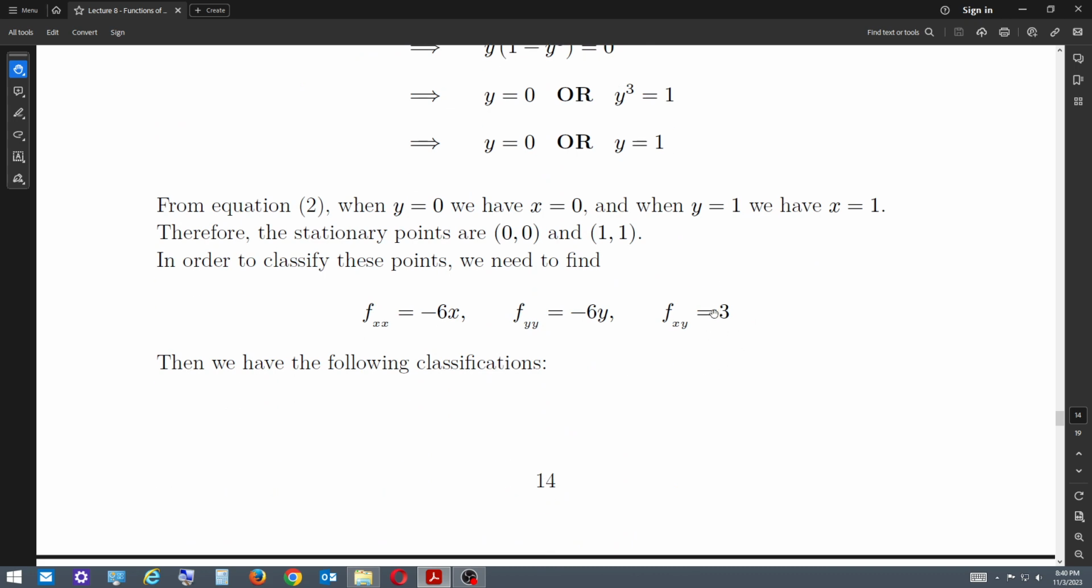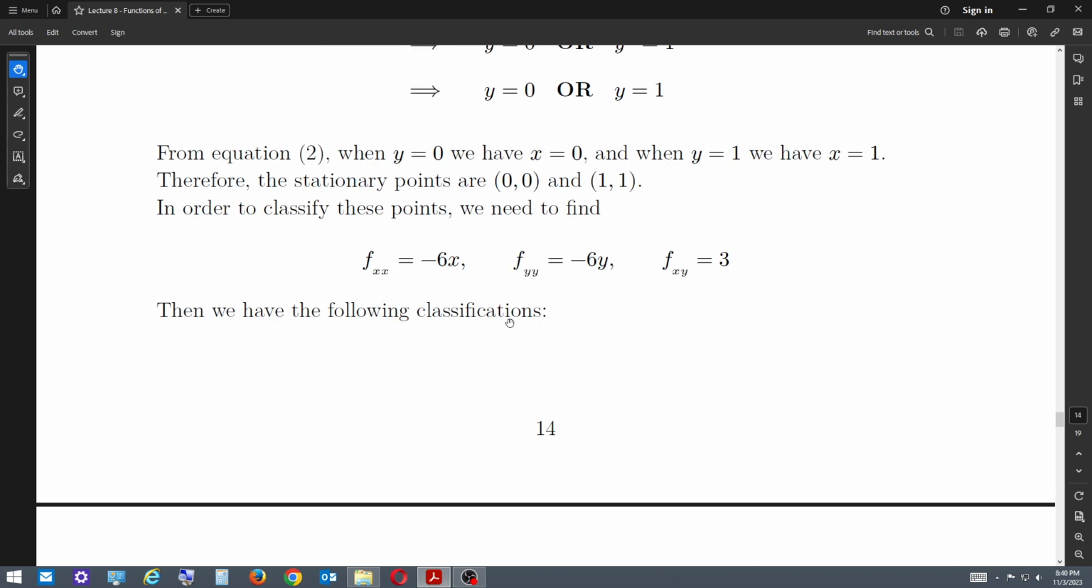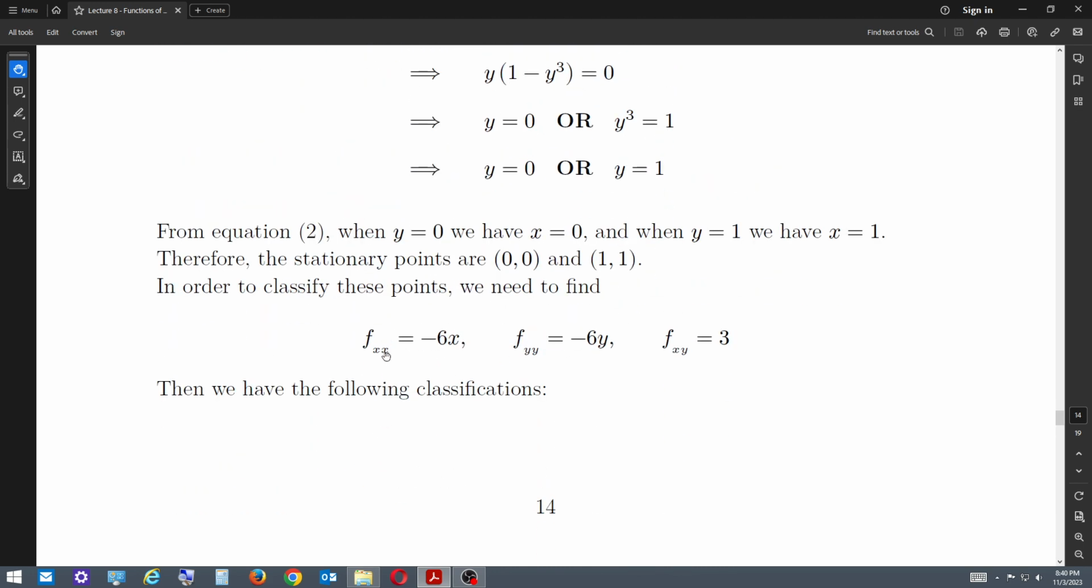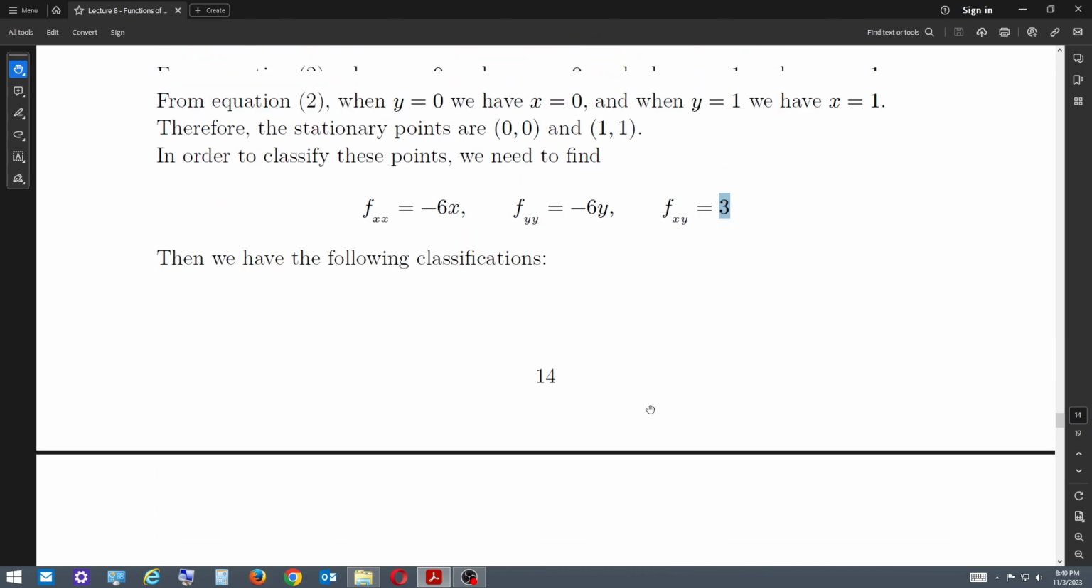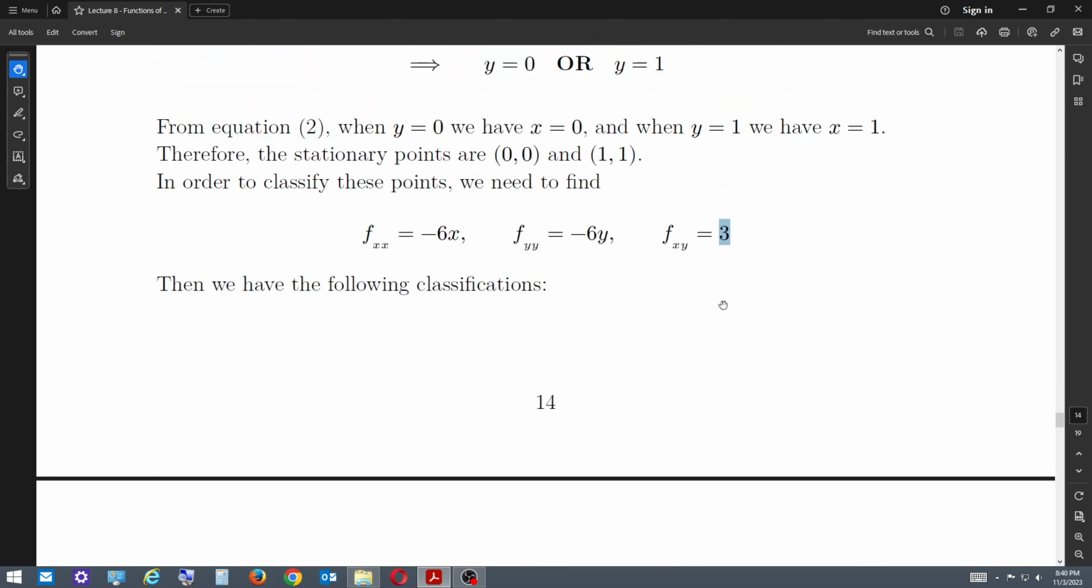Alright, so these are the expressions we get. So what we need to do is work out, remember, this expression multiplied by this one minus this one squared. So we're actually going to end up with 36xy minus 9. Now once you have that expression, I didn't state it here, but once you have that expression, you substitute your x and your y values.